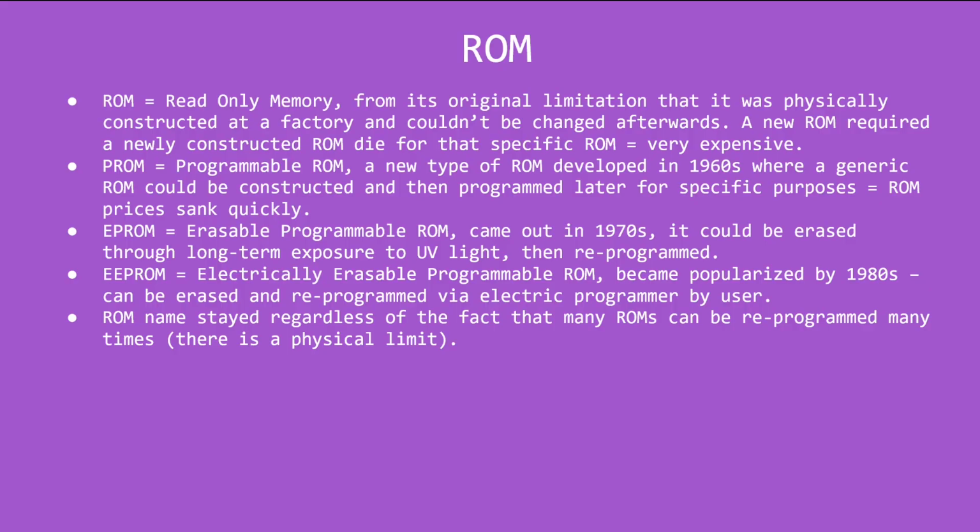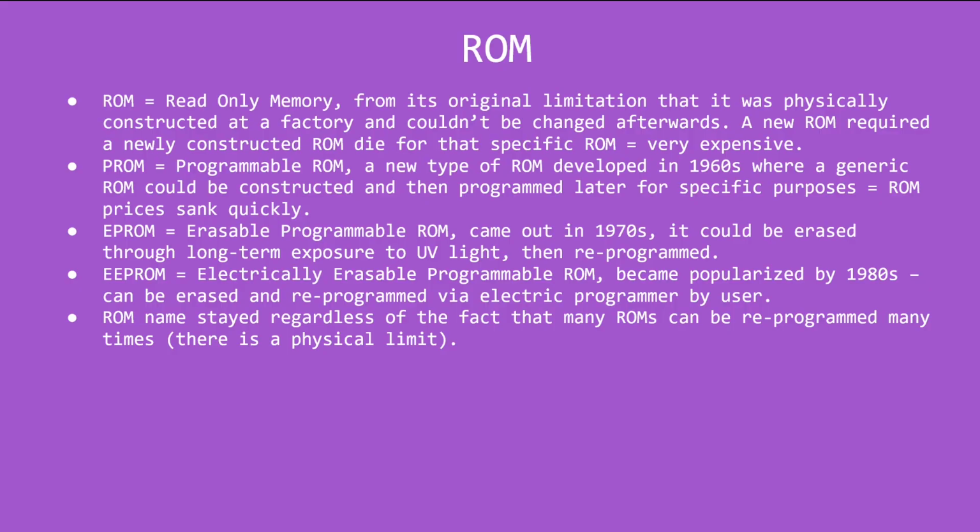And then came PROMs from, I don't know, somewhere in the 1960s. You could make a generic ROM. You could just make generic ones the live long day, and then you could program it later for whatever purpose. Obviously, at this point, it sort of blew apart the definition of read-only memory, but the name had already stuck. They weren't going to change it. ROM prices sank quickly and drastically. Companies that could not afford them now could just get them by the thousands. Individuals could even get them now.